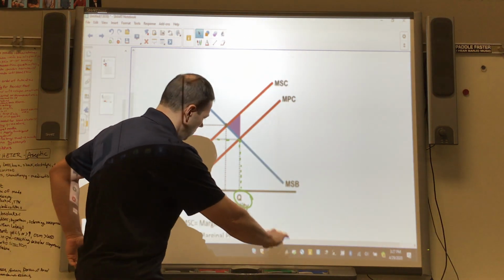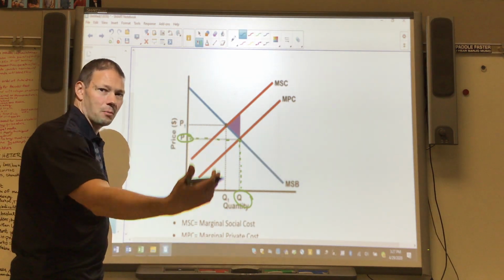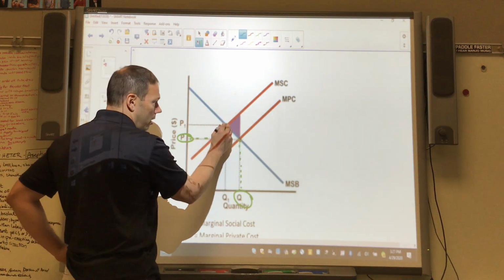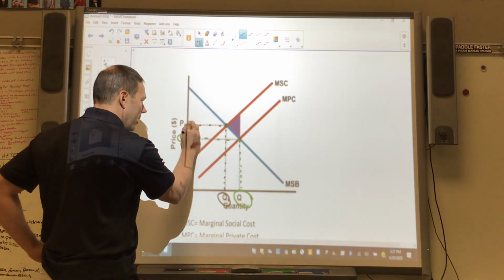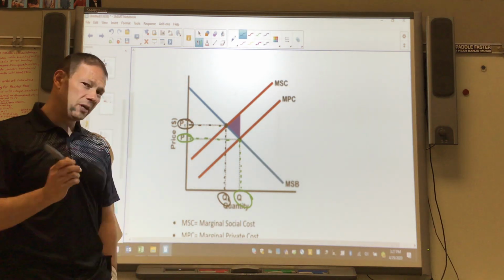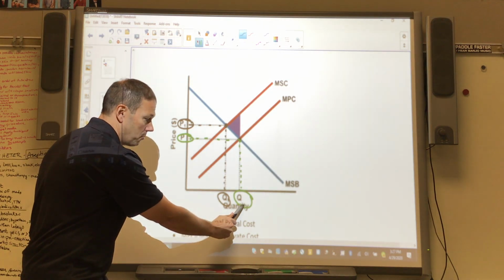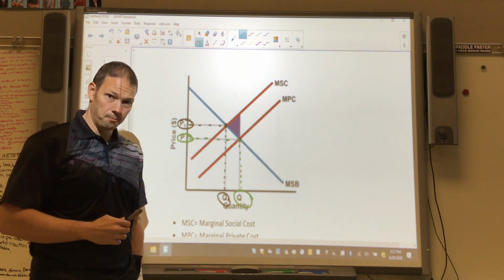And society says, whoa, whoa, whoa, we don't like that much pollution. We don't like that many food fights. We don't like that much whatever. Based on our cost, we want you to produce Q1 at a price of P1. So the problem here is markets tend to over-allocate. They tend to produce more than society really wants at a price that's too low.